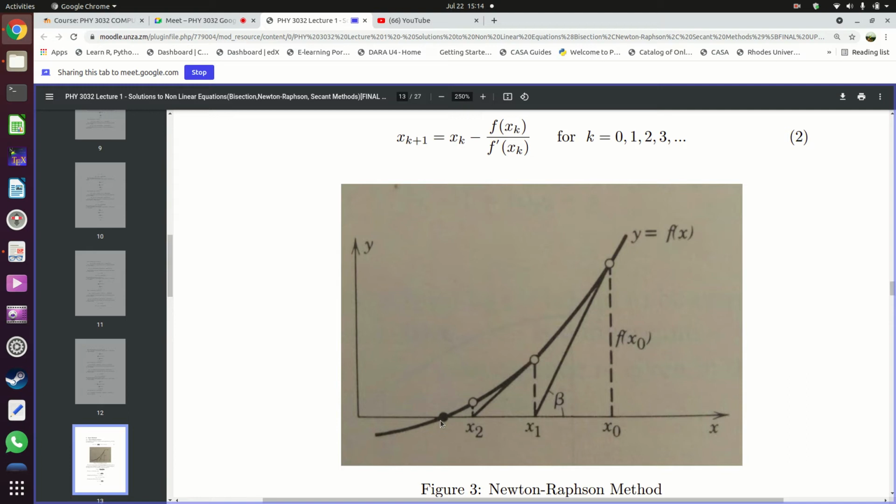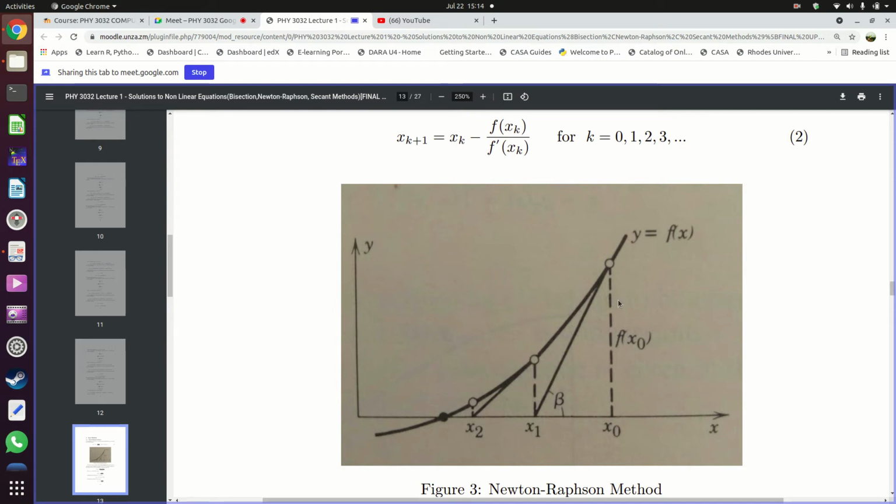Now, in reality, we do not go about drawing tangents. Are we clear? Basically, this is what we do in form of a picture, but that's not exactly what we do. What we actually do is we use the definition of a slope or the gradient.